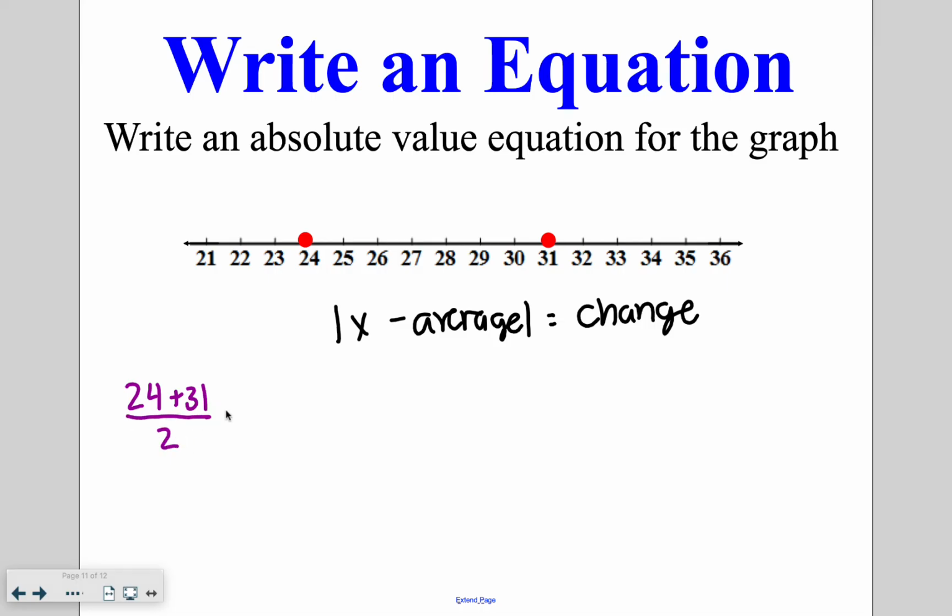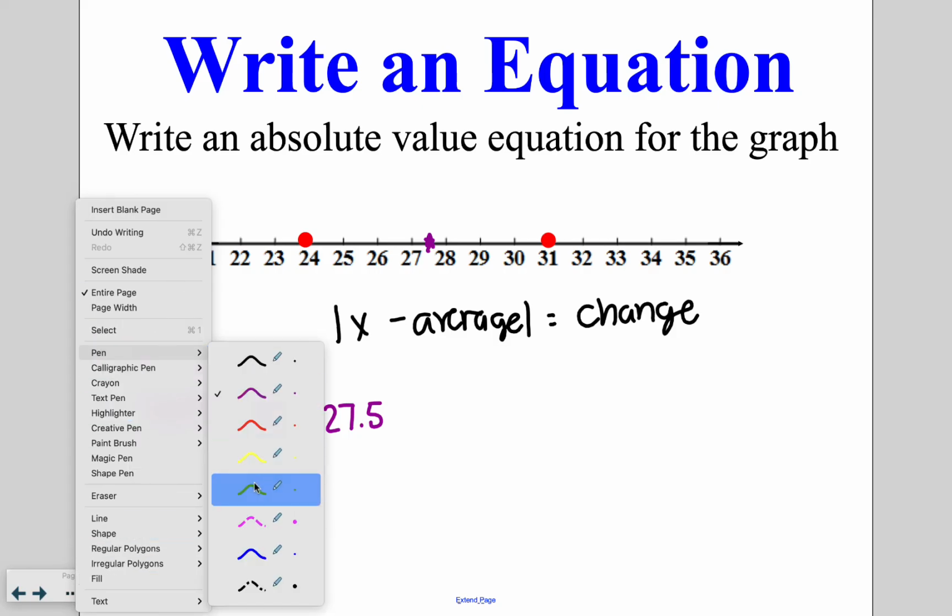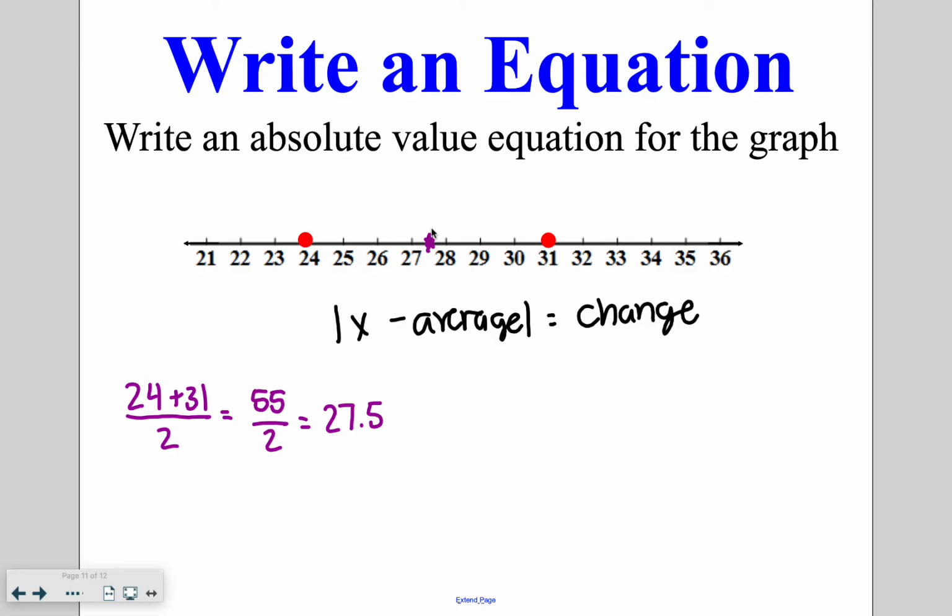When I do 24 plus 31, I'm going to get an answer of 55. And when I divide that by 2, that's going to give me 27 and a half. So that means my central point right here is at 27 and a half. Now I need to see how much I can change by. So to get from 27 and a half up to 31, I need a half space and then 1, 2, 3 more spaces. So that's 3.5 spaces up. Or it can be the half space and then 3.5 spaces down to the 24.